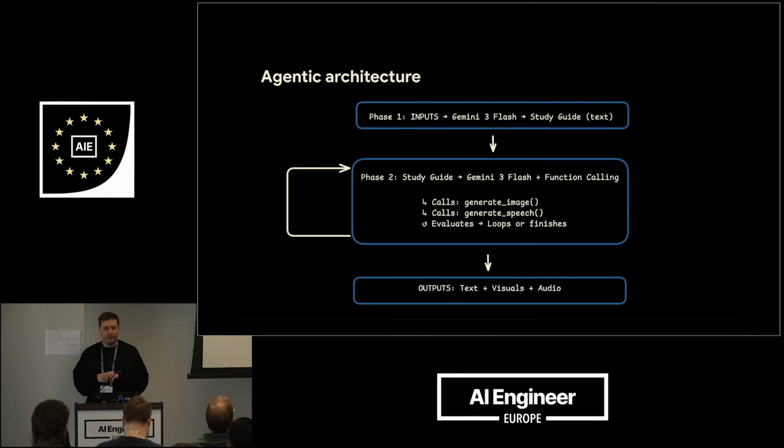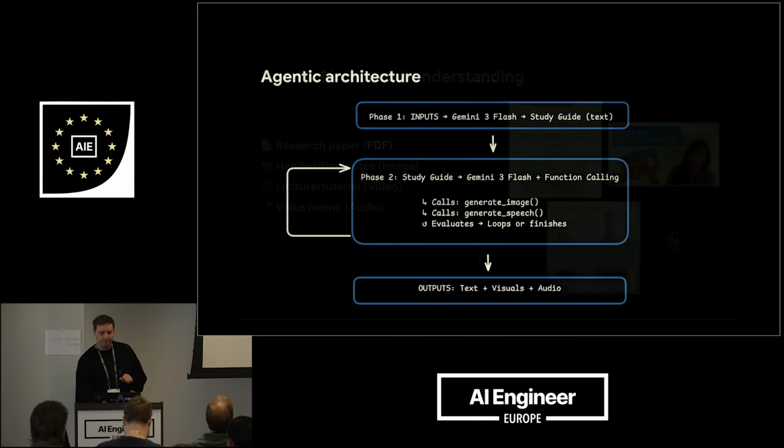So this is roughly how the app or the agentic architecture looks like. We have the phase 1 for multimodal understanding, and then we have the phase 2. This is where we have the agentic loop, where we use Gemini as the reasoning model. And it can then call different tools, and these will then generate different modalities for us. And then it acts in a loop and reasons if we need more assets or if it's good enough. And then in the end, we get text, speech, and infographics as an output.